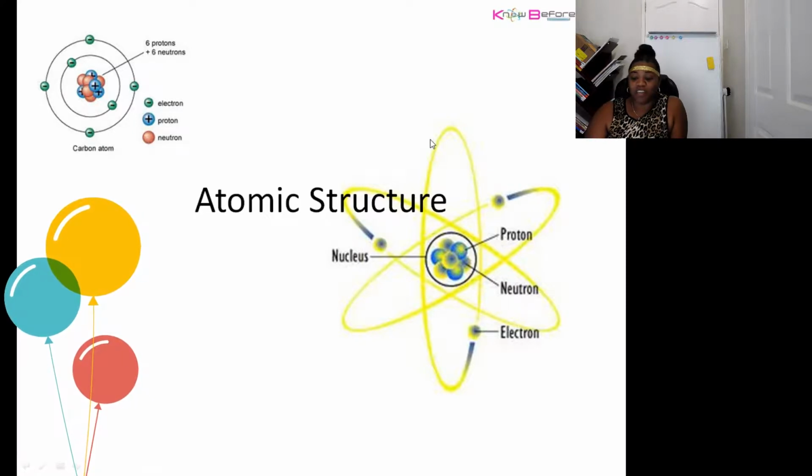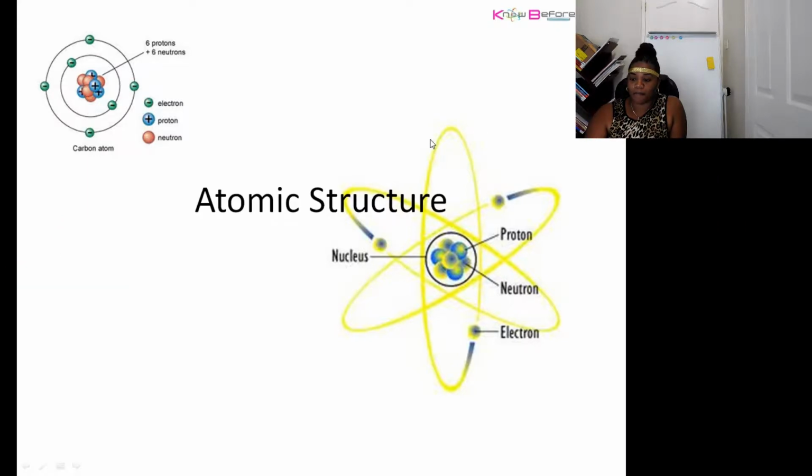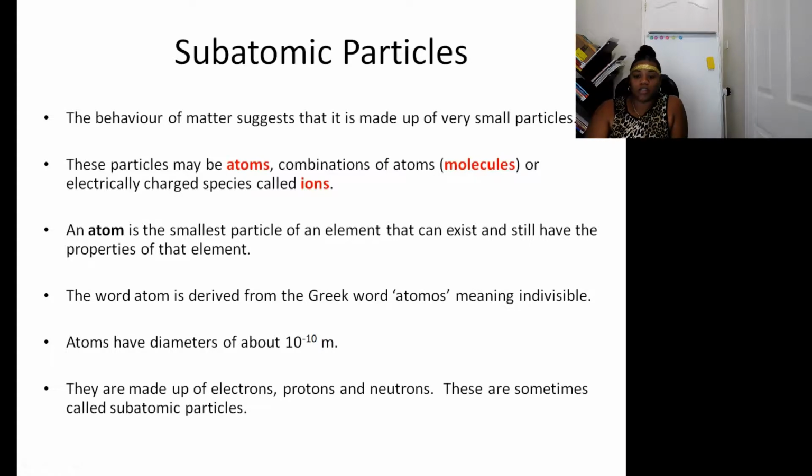It's been a while. Now let's get started with atomic structure. The behavior of matter suggests that it is made up of very small particles. These particles may be atoms, combinations of atoms such as molecules, or electrically charged species called ions. An atom is the smallest particle of an element that can exist and still have the properties of an element. The word atom is derived from the Greek word atomos, meaning indivisible.